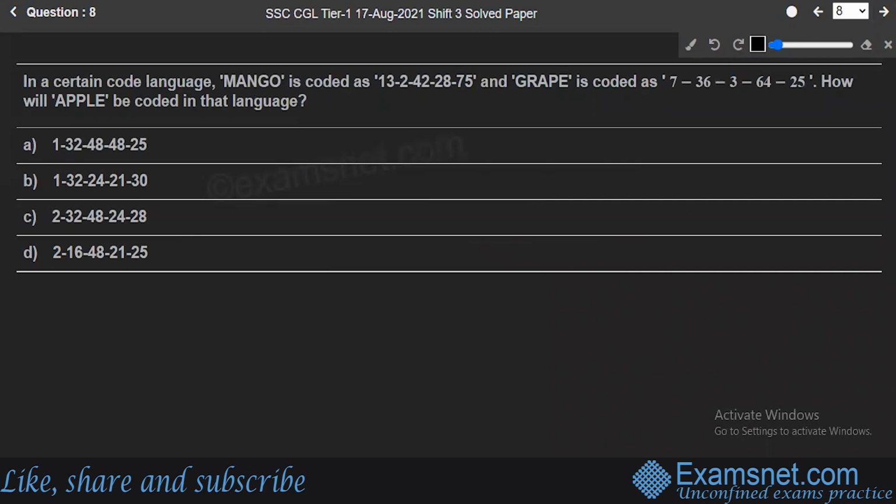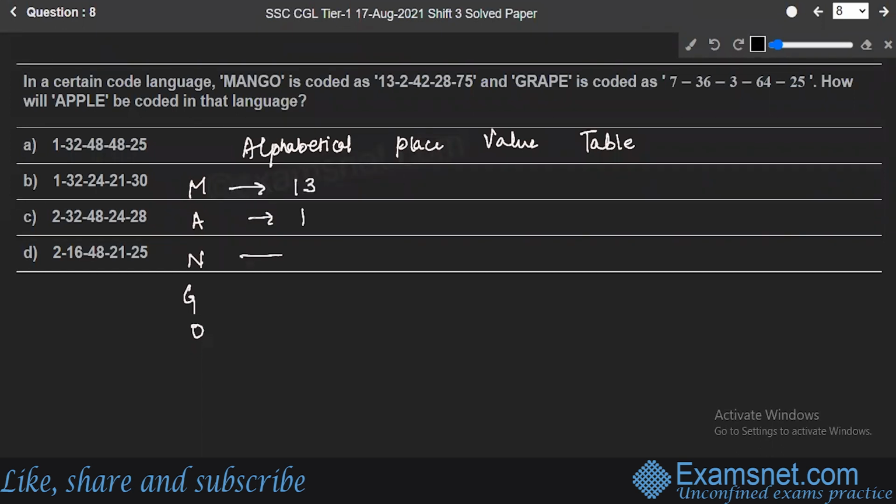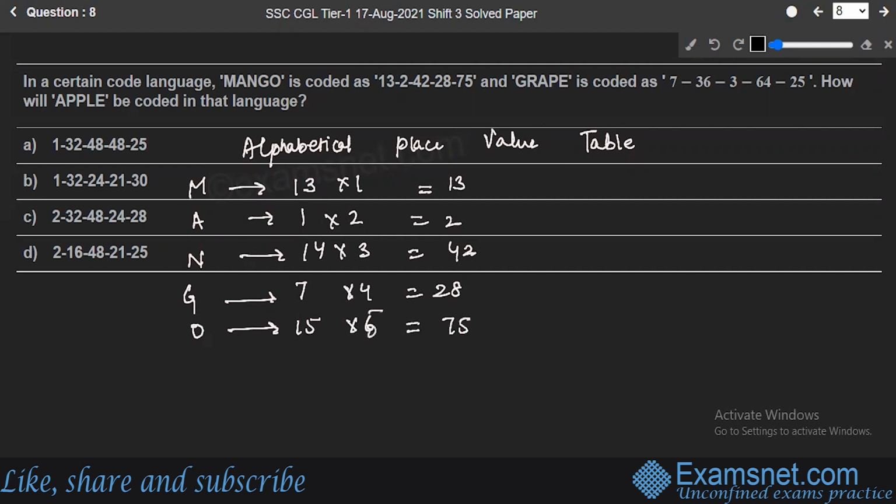Let's move to the next question, number 8. In a certain code language, mango is coded as this, grape is coded as this. How will apple be coded in the same language? In this question, we'll be using the same alphabetical place value table that we used in the first question. So please take out that table because we will be referring to that one. The very first word was mango. Let's write down MANGO. M is at 13, A is at 1, N is at 14, G is at 7, and O is at 15. 13 ones are 13, 1 twos are 2, 14 threes are 42, 7 fours are 28, and 15 fives are 75.